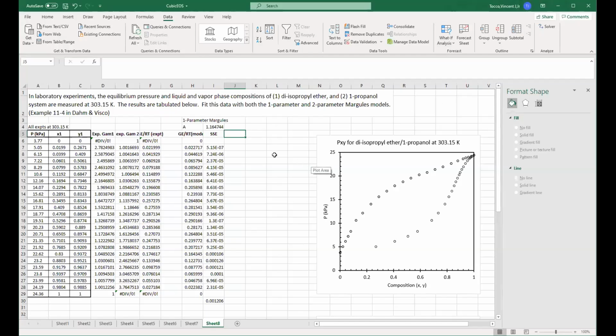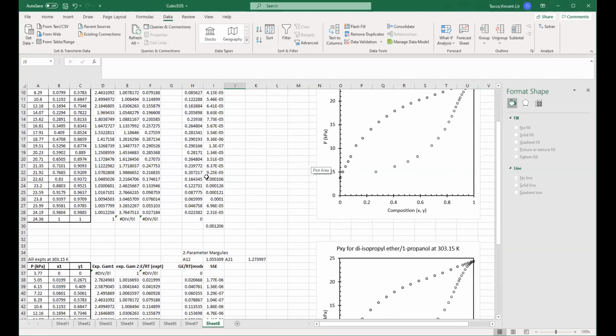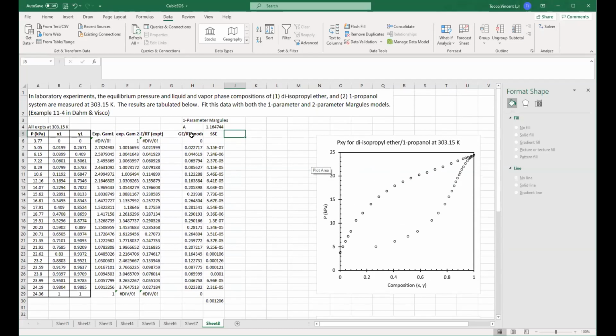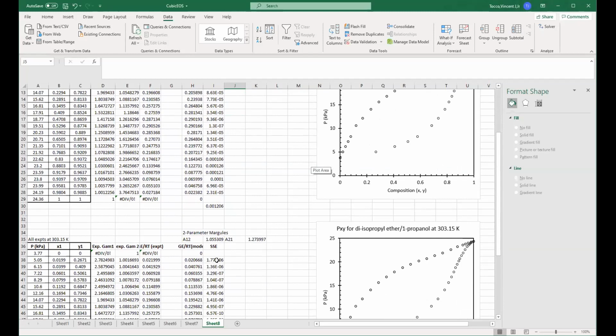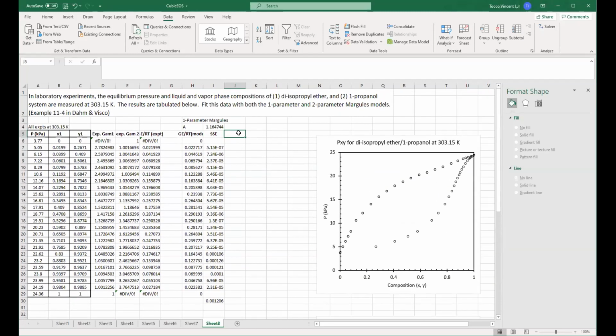All right, I've just cleaned up the Excel sheet a little bit to separate the one parameter Margules model on the top; the two parameter Margules model is going to be on the bottom. What we have to do is figure out an expression for gamma 1 model and gamma 2 model. And once again, this will allow us to plot as a function of x and y the dew point and the bubble point curves, what the model should look like.